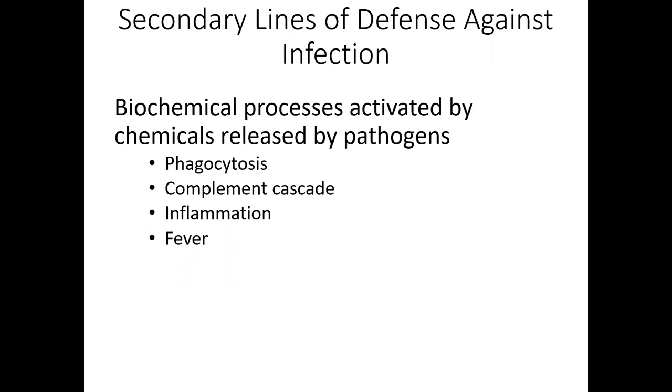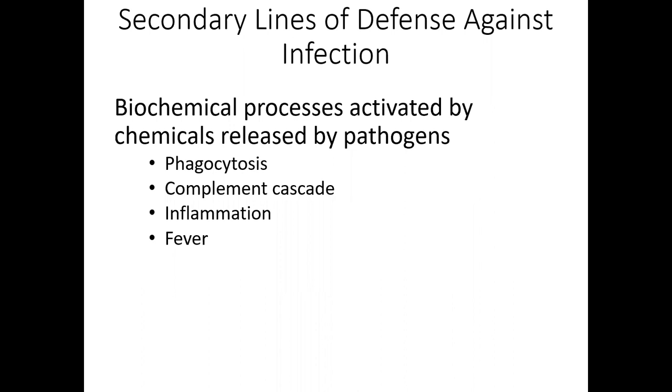We have our secondary line of defense. So think about your primary as your gatekeepers, and then your secondary is when it gets past the gatekeepers, and now the body begins to release things to combat it. One of the primary things we have for secondary defense is our phagocytes. The process by which phagocytes, which are specialized white blood cells, engulf and destroy pathogens directly is called phagocytosis. Phagocytic white blood cells include neutrophils, monocytes, and eosinophils.